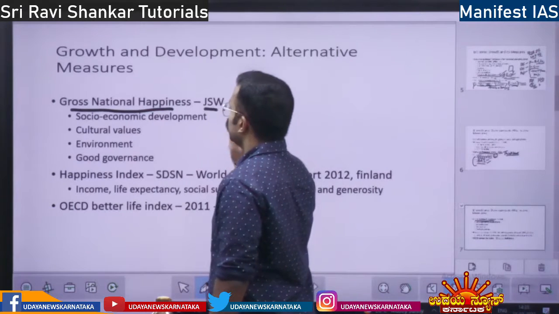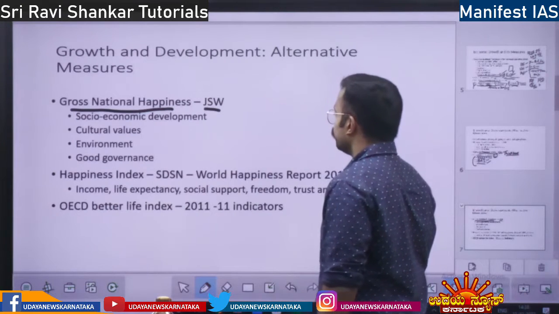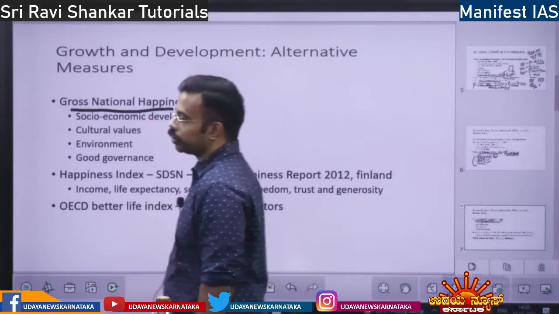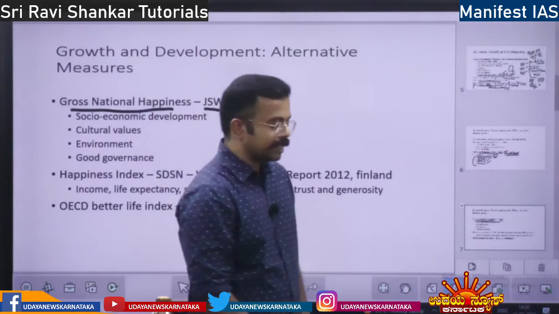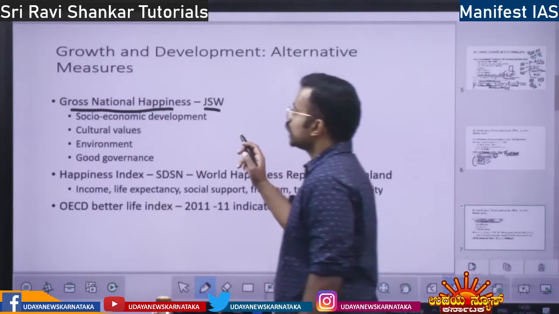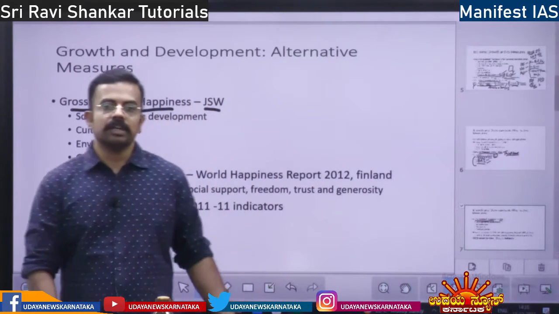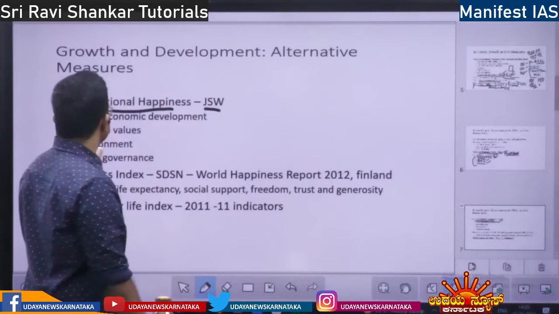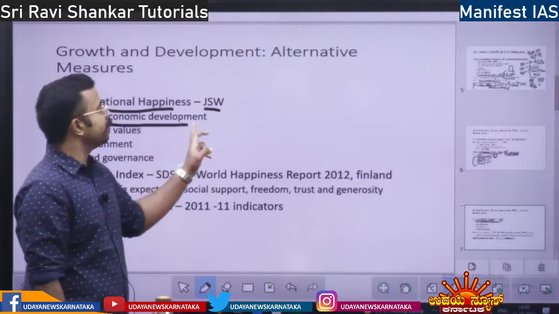So it is given by Bhutan King Jigme Singye Wangchuck. He gives this Gross National Happiness. In GDP there are a lot of limitations. So we will follow Gross National Happiness. So what is this Gross National Happiness? It is based on socio-economic development.